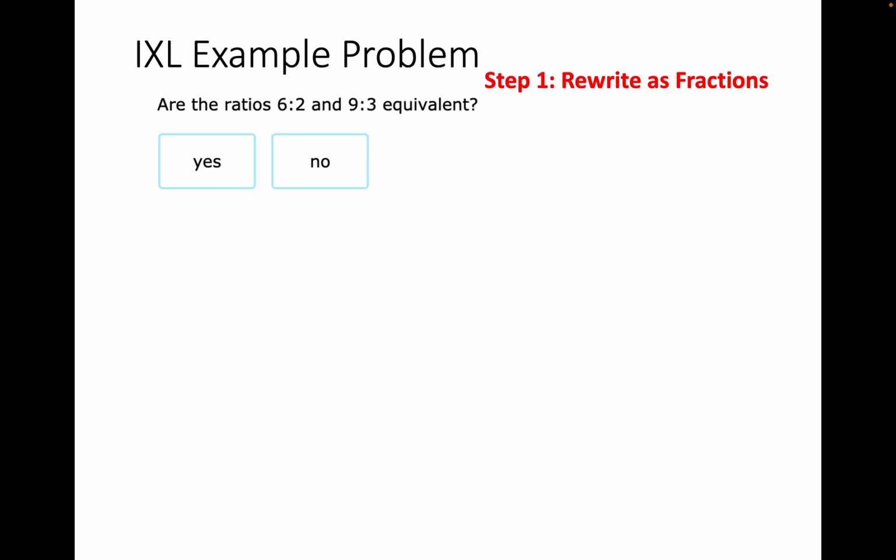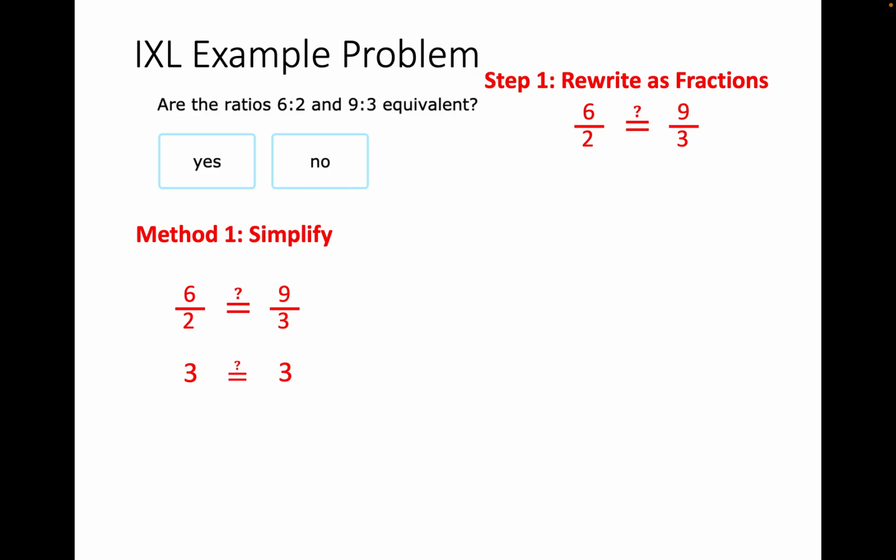So to do that, I'm going to rewrite them as fractions. So the ratio of 6 to 2, I'm going to write as 6 over 2, and the ratio of 9 to 3, I'm going to write as 9 over 3. Then I'm going to simplify those. So 6 over 2, is that equal to 9 over 3? Well, 6 over 2 is equal to 3, and 9 over 3 is equal to 3. Are those equal? Yes, of course they are. So the answer is yes, these must be equivalent ratios, because when I simplify them down, they're both equal to the same thing.